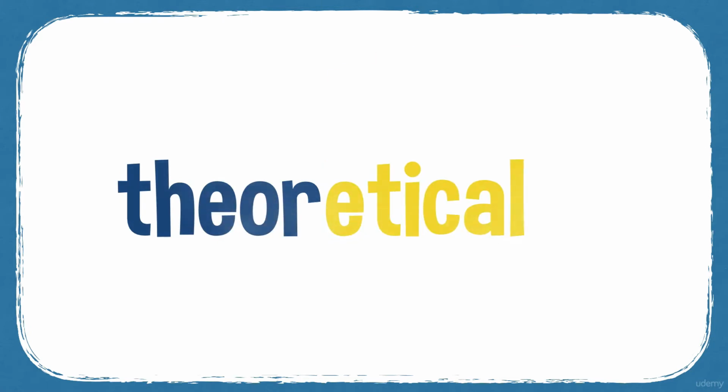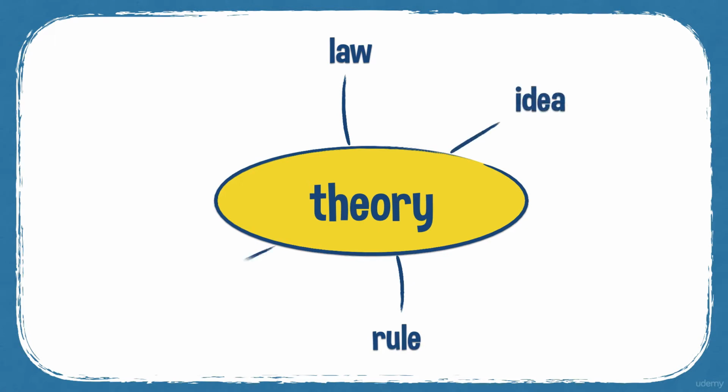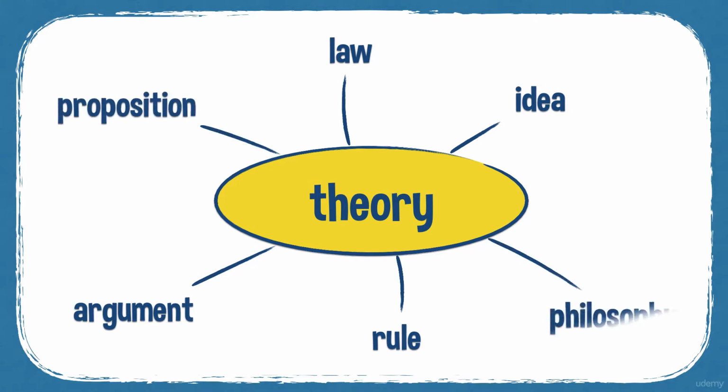So we talk about theories, and something can be theoretical as well. That's the adjective. So some synonyms. The first two relate to the scientific use of the word law and rule. But don't forget, it can also mean things like ideas and arguments, propositions, and philosophies in more general use.